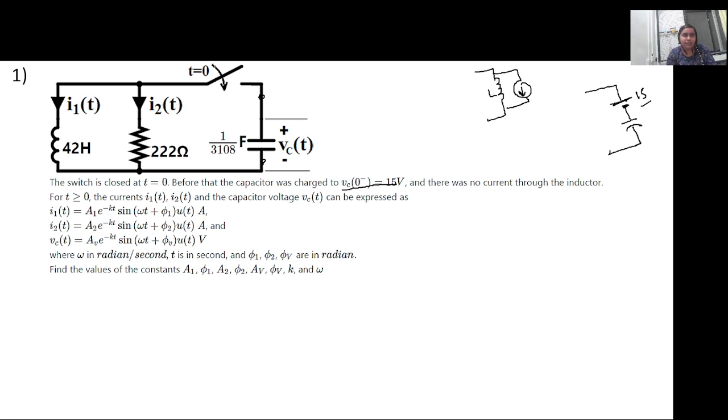Because this is the natural response that we will be calculating when the switch is closed. Until the switch is closed, the capacitor has an initial voltage of 15 volt, right? Because initially the circuit had an initial voltage. So we have solved this kind of problem using a differential equation earlier, right? So now the first step is to convert it to the S domain. So we do the first step and convert the circuit to S domain.